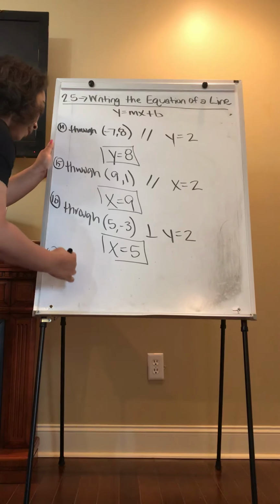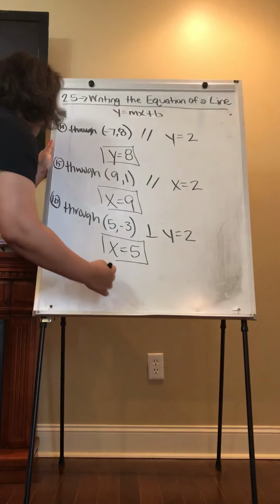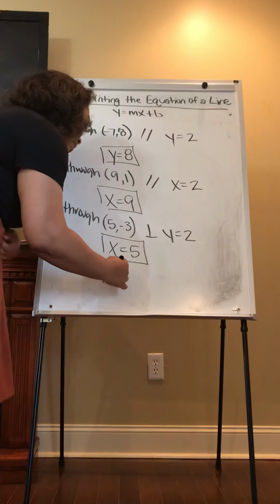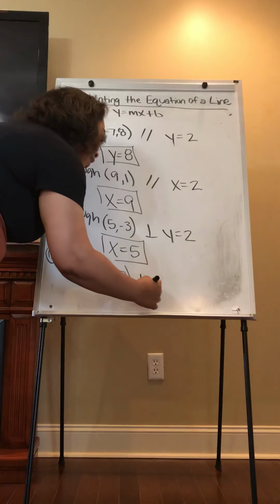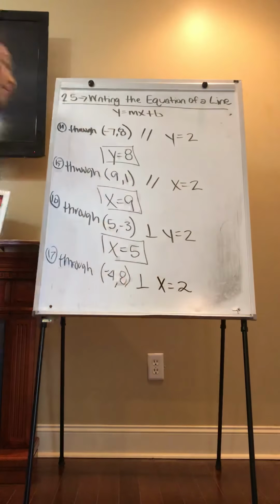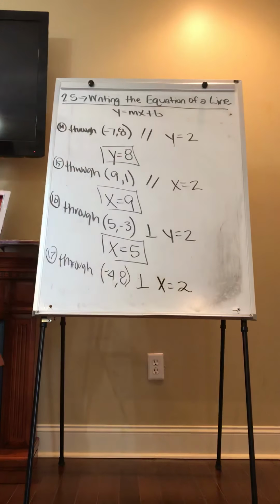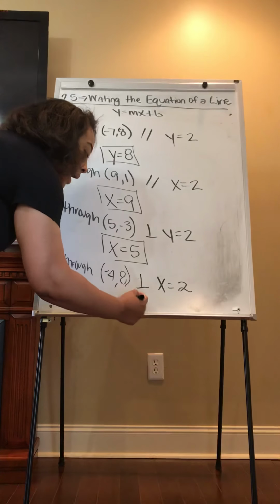And lastly, if I were to give you, write the equation of a line that's going through the point -4, 8, and it's perpendicular to x equals 2. That is a vertical line. So I need to cross it. That means I got to go horizontally, and that would be y equals 8.